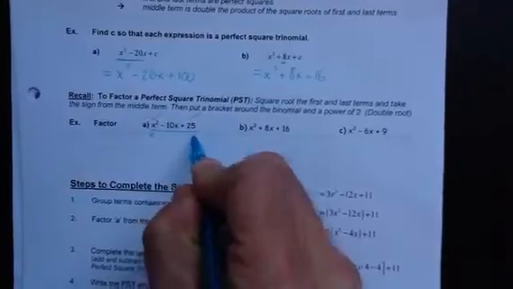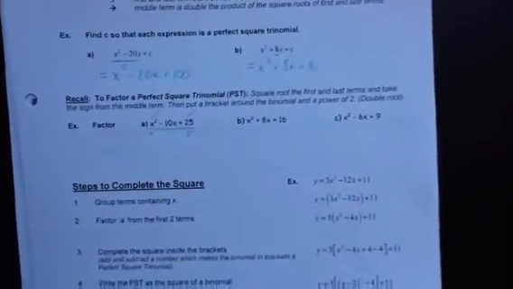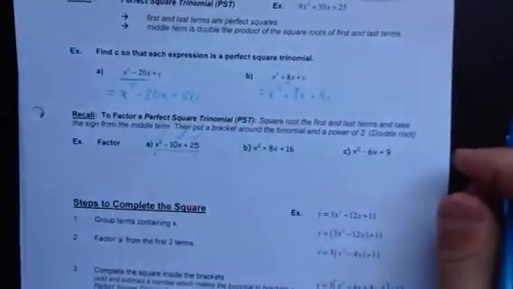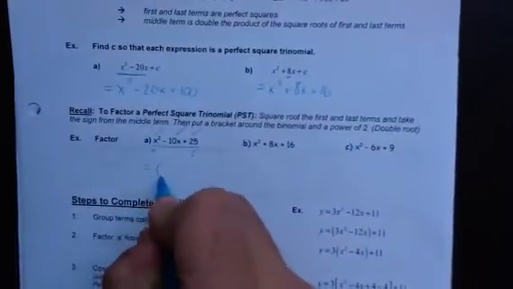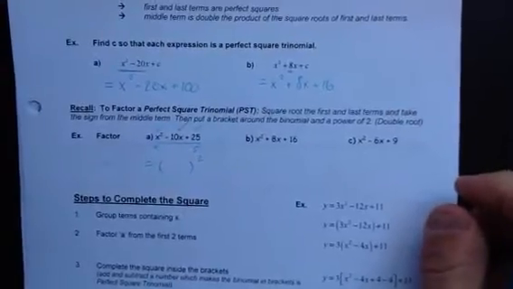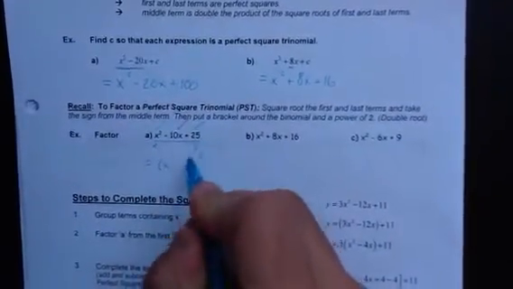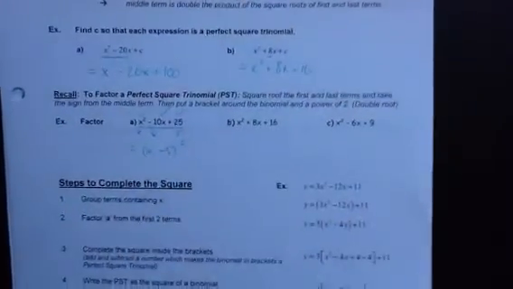The square root of 25 is just 5. 5 times x is 5x. Double it, it's 10x. So we know that's a perfect square trinomial. So if we went to factor this perfect square trinomial, we know it comes from a binomial squared. What goes inside here, the square root of that is x, square root of that is 5, and there's a negative sign in the middle.